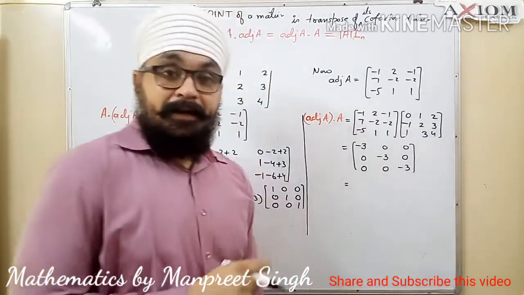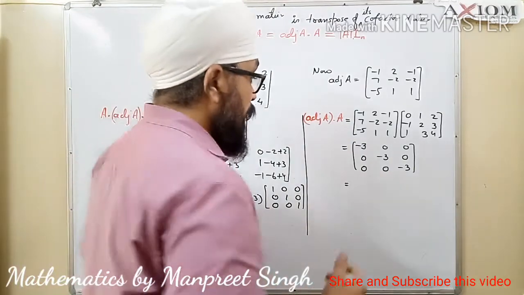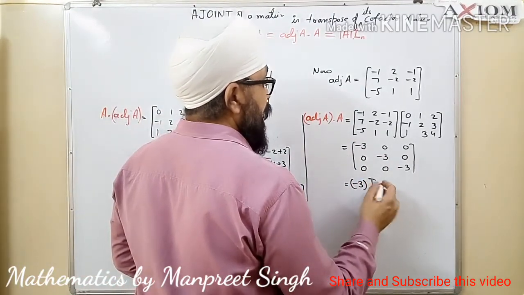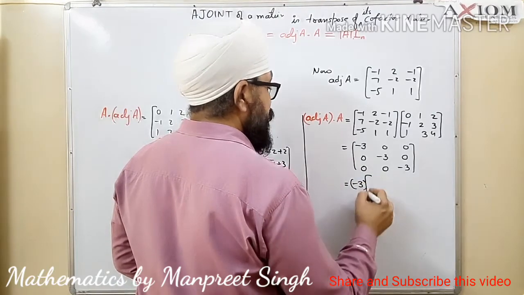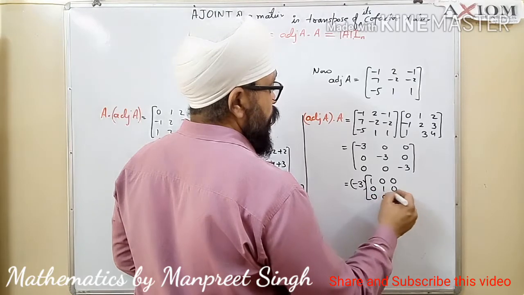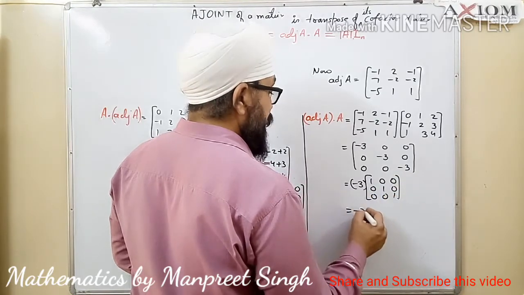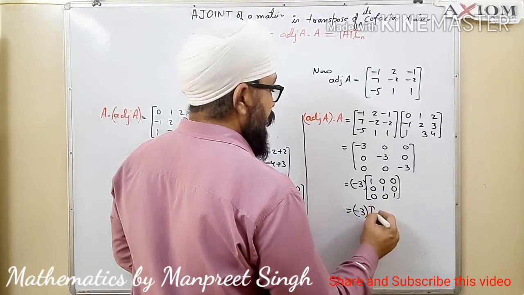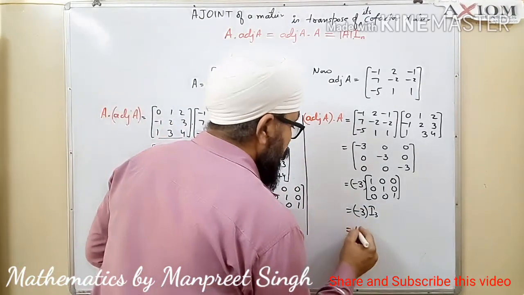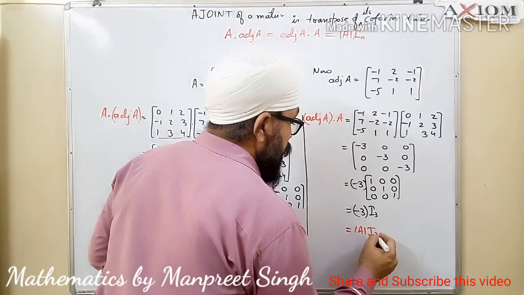I have done it directly, you can check it also, and we will get minus 3 common. We are left with the identity matrix. The left matrix is 1 0 0 0 1 0 0 0 1. So the answer that we are getting is minus 3 into I3 matrix. So this was nothing but determinant of A into I3.